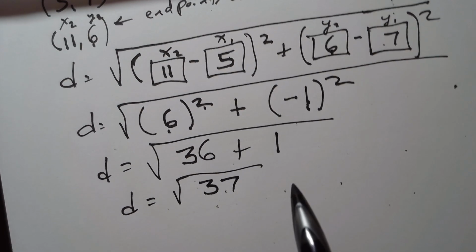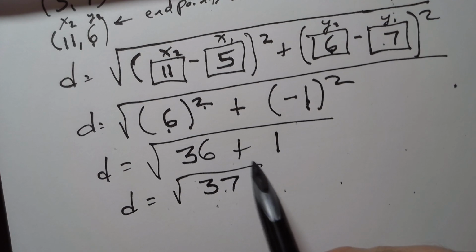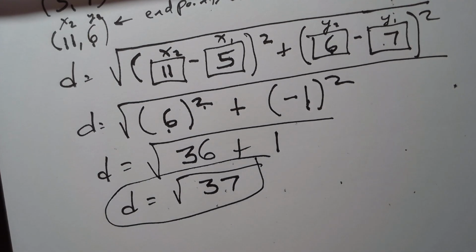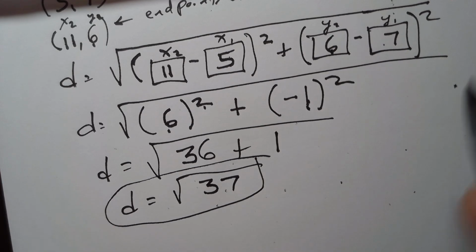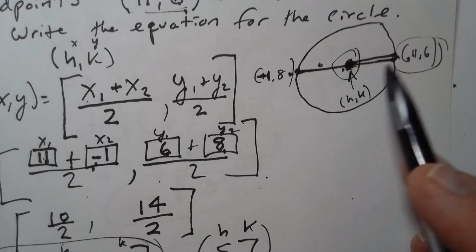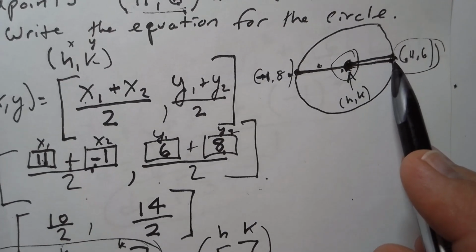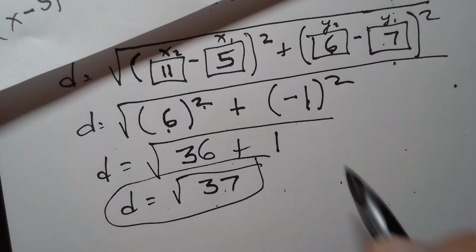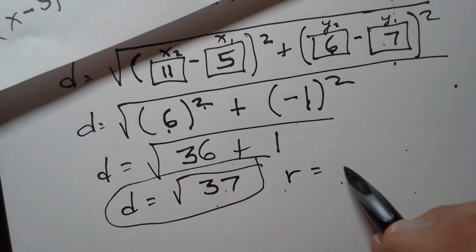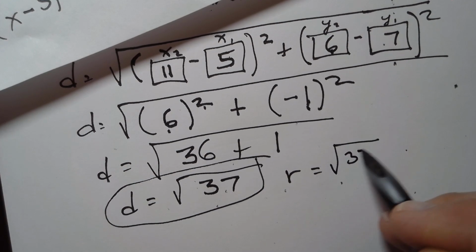And 37 is not a perfect square, so we're just going to leave it like that. So that's the distance from the center to the end of the diameter. So that is also our radius. Our radius is the square root of 37.